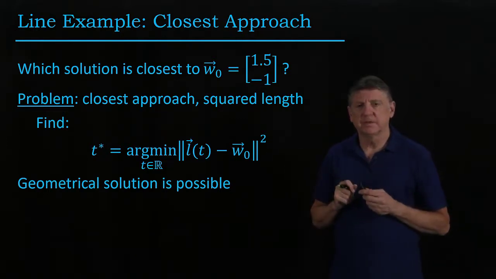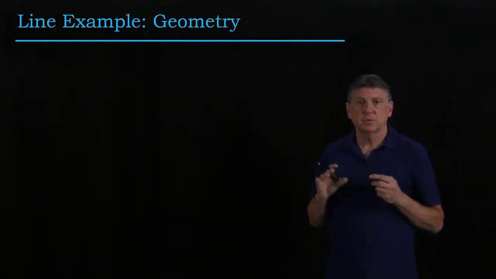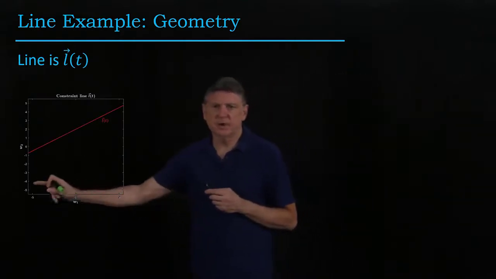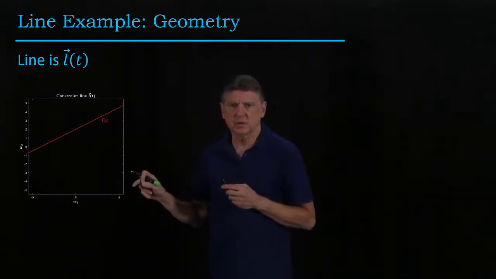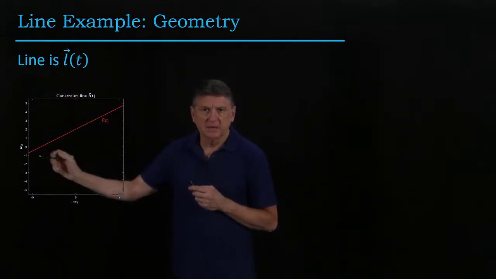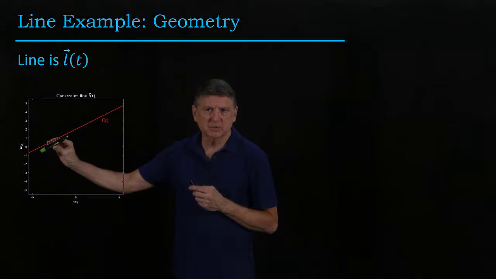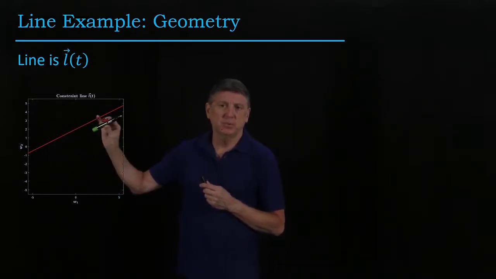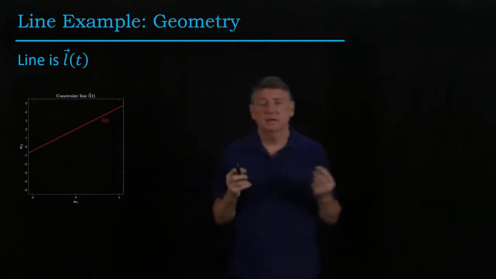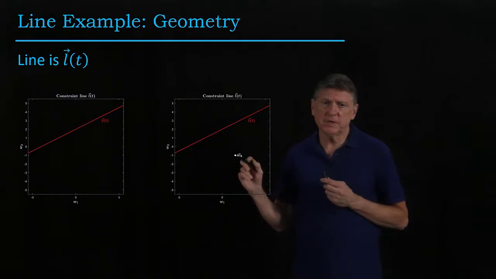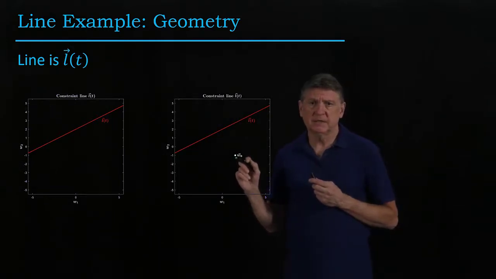Let's also observe that there's a simple geometrical solution that we could apply. If we were to plot this line, what we would see is W1 is the horizontal axis and W2 is the vertical axis, and the line is this set of points in red. So any of these red points satisfies that line equation. Well, what we could then do is plot the given point.